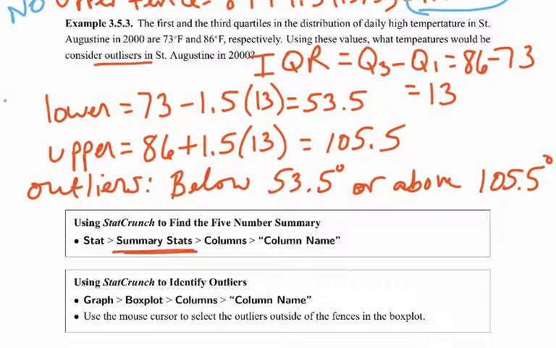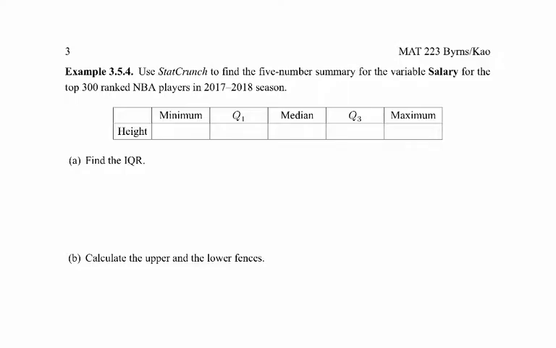We've done this before, but using StatCrunch to find the 5-number summary, that's going to come from your summary stats menu. So once you have the data in a column, go to Stat, Summary Stats, select the column. And then to do a box plot, you're going to go to the Graph menu, select box plot as your graph, and then select the column. StatCrunch will set up the box plot for you. We won't ask you to do a whole lot of these by hand.